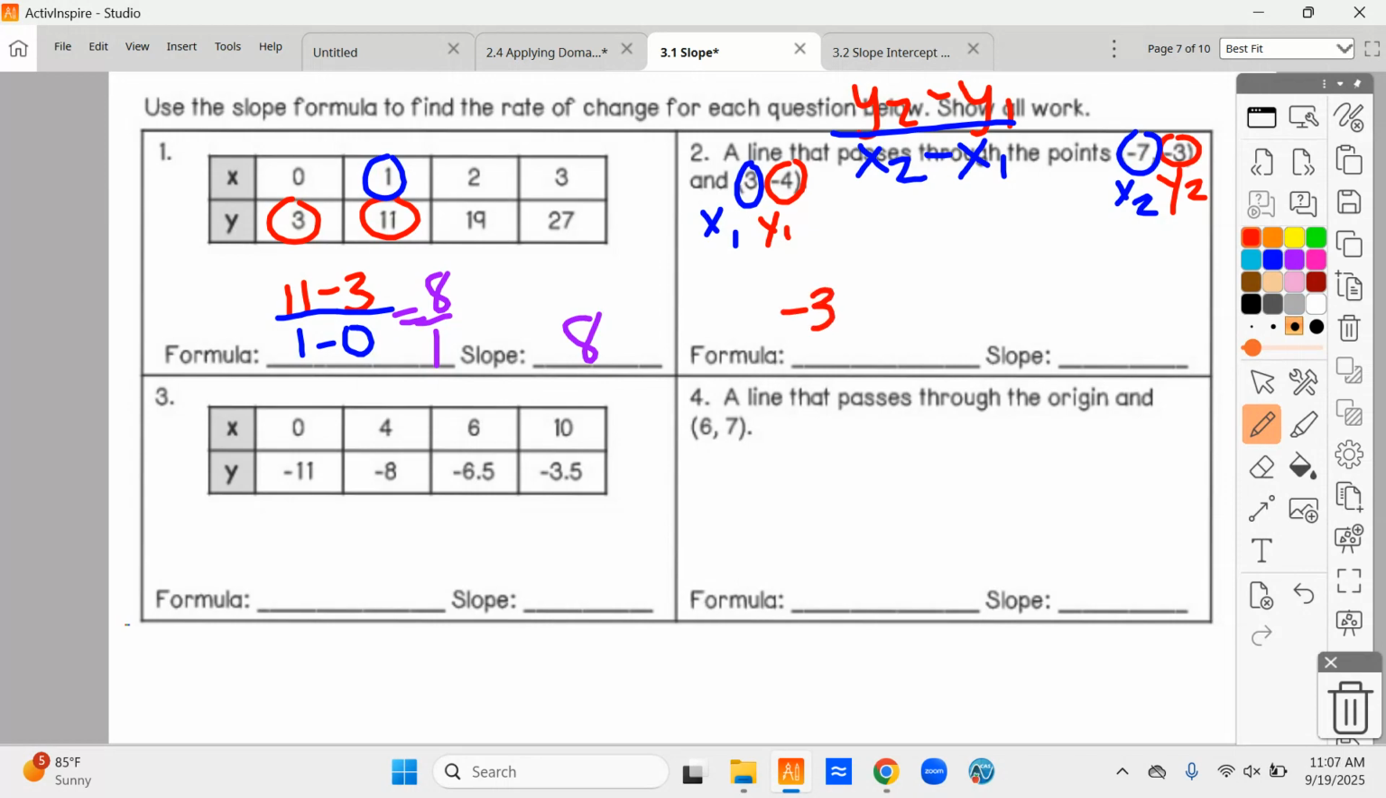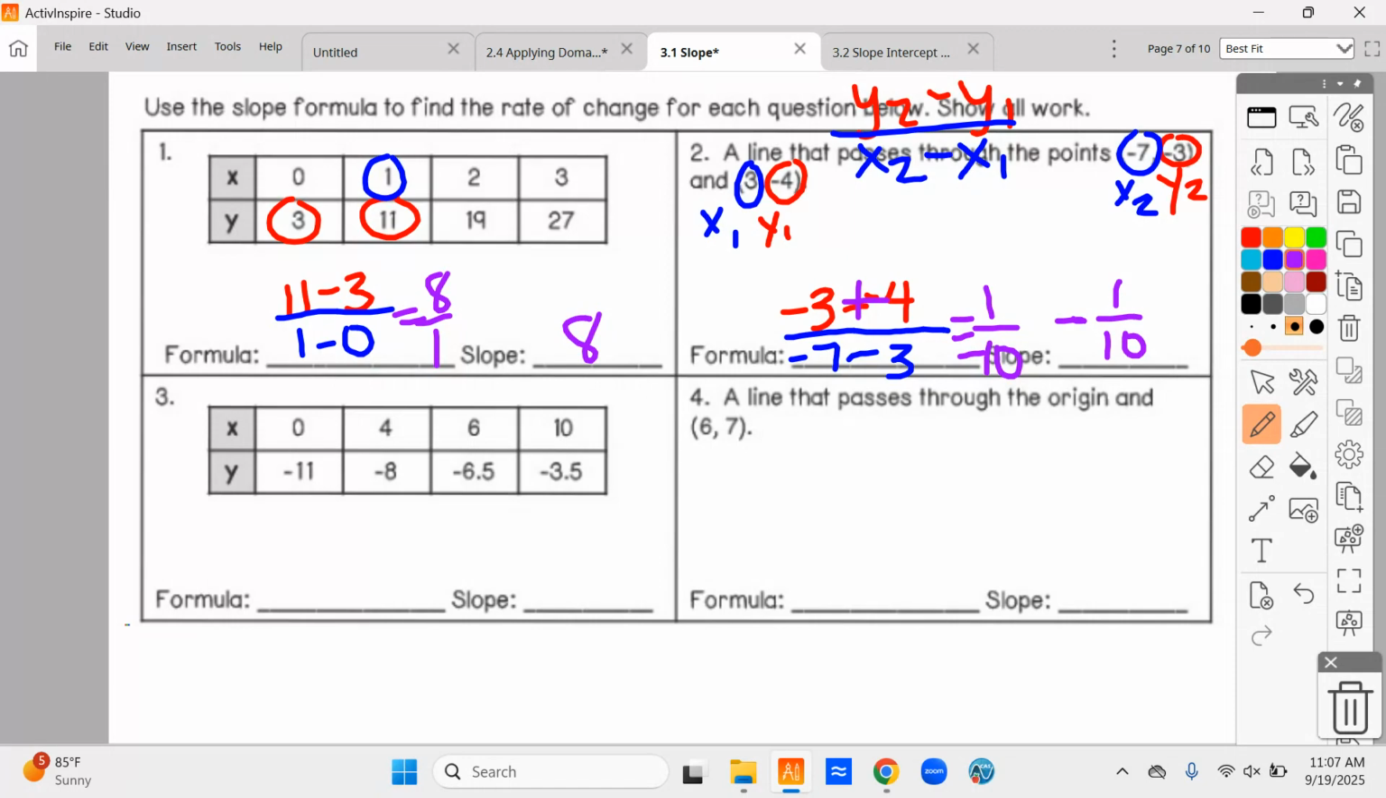Okay, so we're going to take and do -3 minus y1, which is -4. So yeah, we're going to have a minus -4. And then that's over x2, which is -7, minus x1, which is 3. So yes, we have a minus negative, but remember that's just adding. So -3 plus 4 would be 1. -7 minus 3 is -10. So my slope would simplify to -1/10.